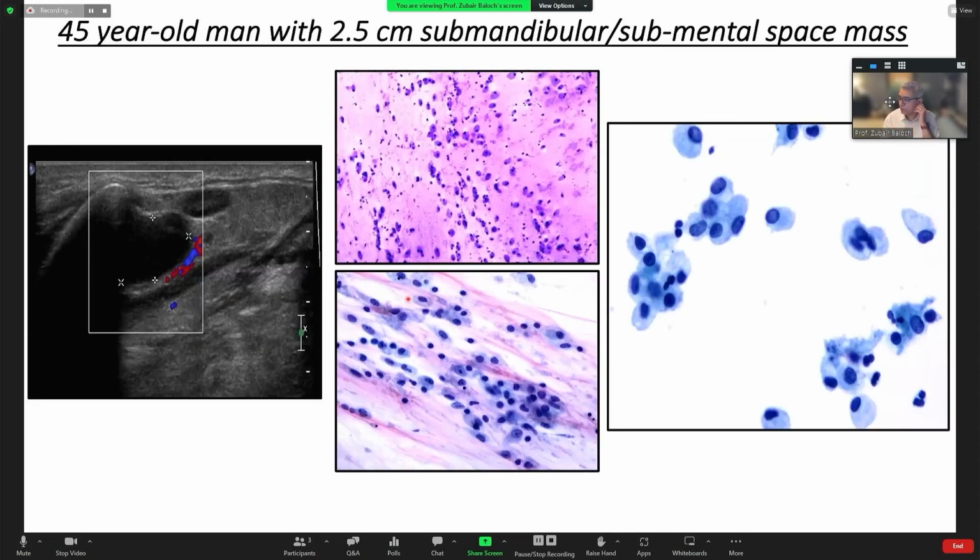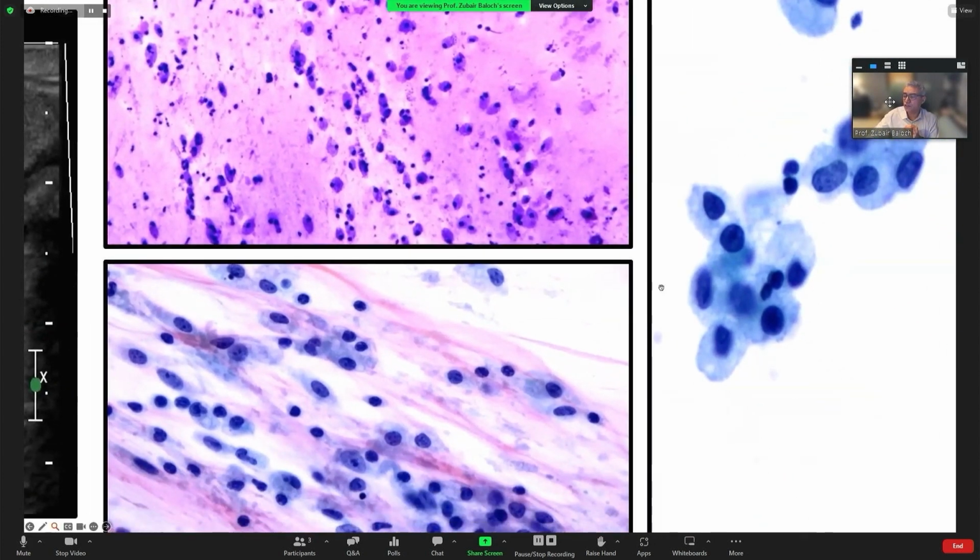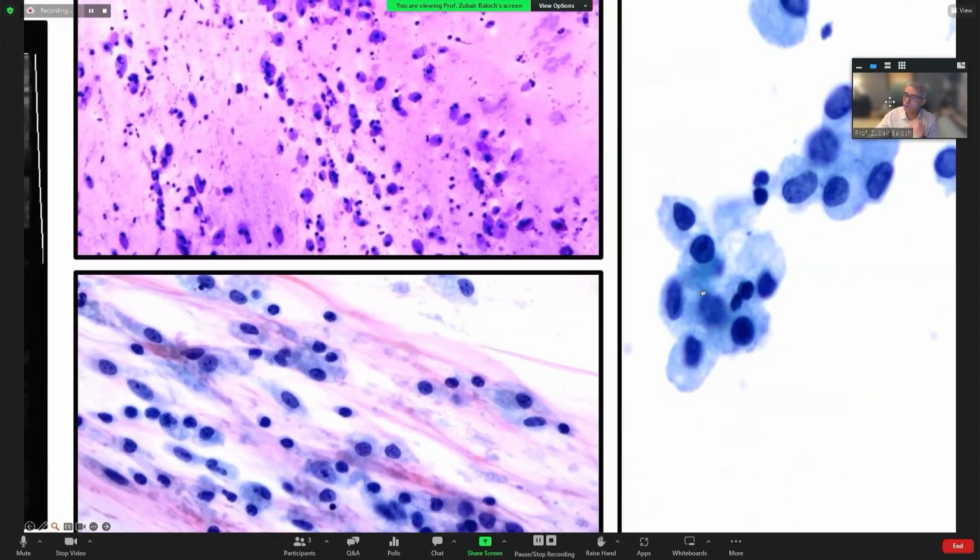One of the common ones is ranula, which is more likely to be around the mandible and in the submandibular space. But if you have a good astute radiologist, they will always tell you this looks like a ranula because it looks like a very hypoechoic lesion, which is cystic. It doesn't have any solid components. And what you get is this mucinous background. But if you look at the cells, you're going to get mostly these foam cells.